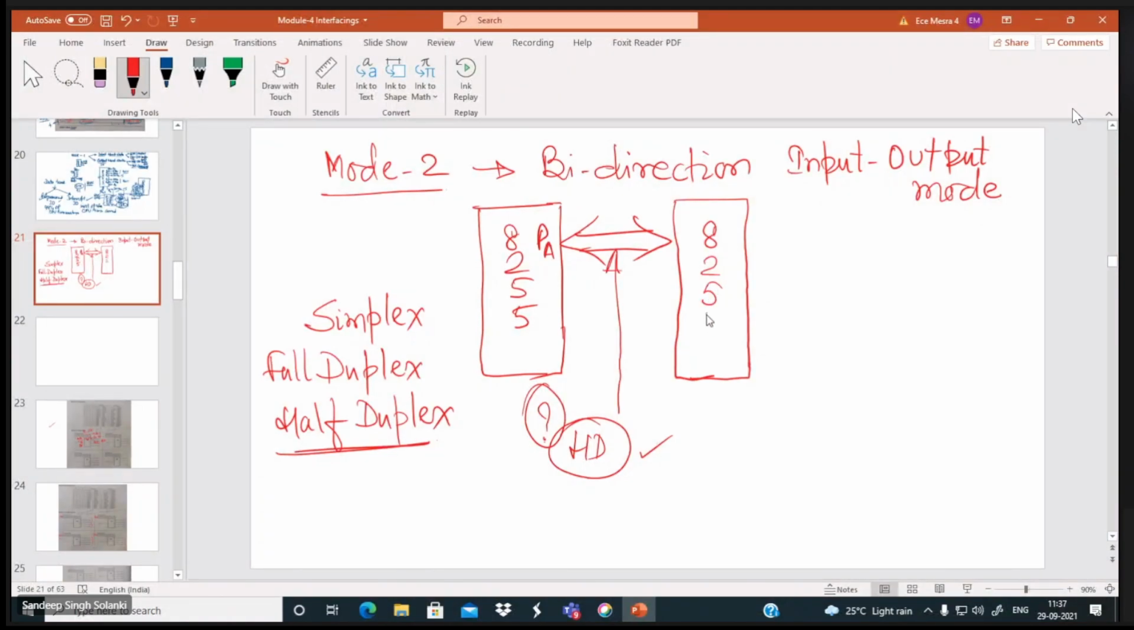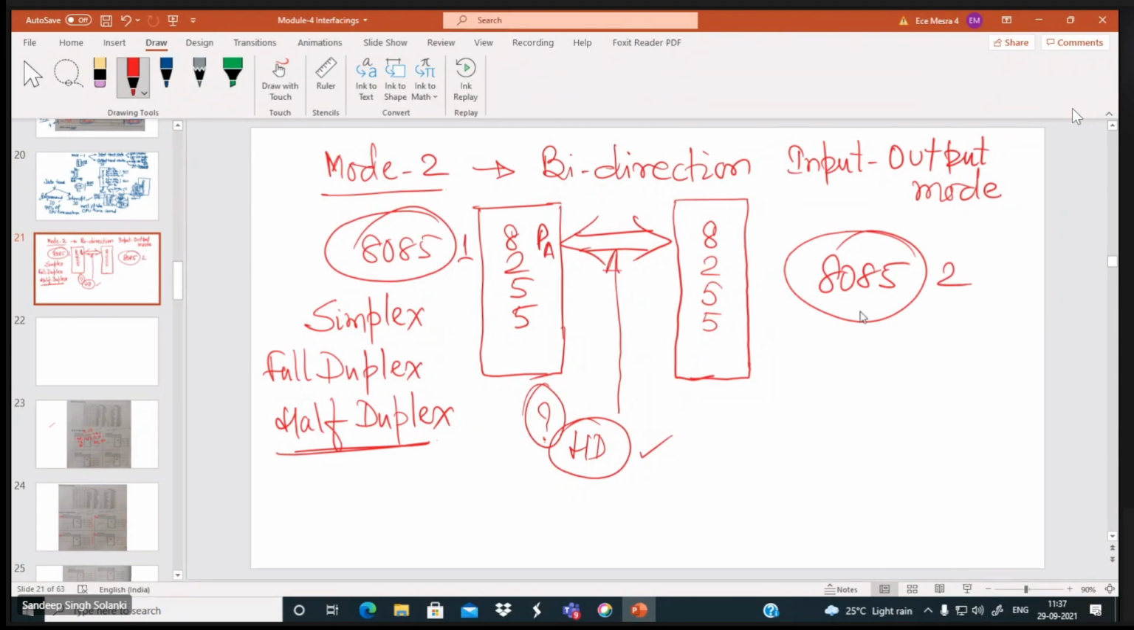The answer is this. On the other side, we expect that the 8085-1 and 8085-2 want to communicate, then we will go for mode 2. And they may be communicating with the data available in their memory. So the answer you have given, hard disk, is getting fitted here. Are you getting it?